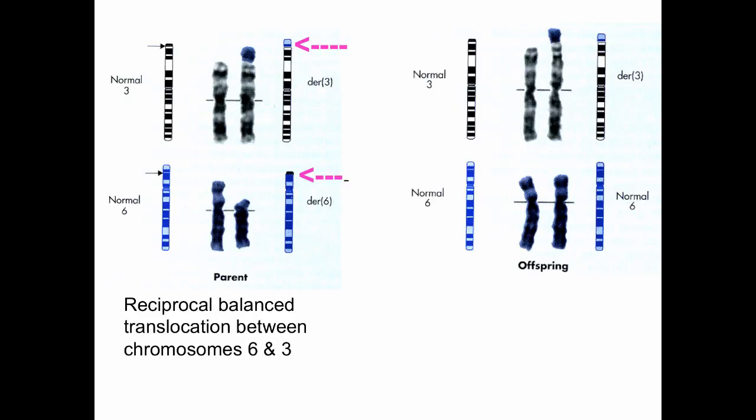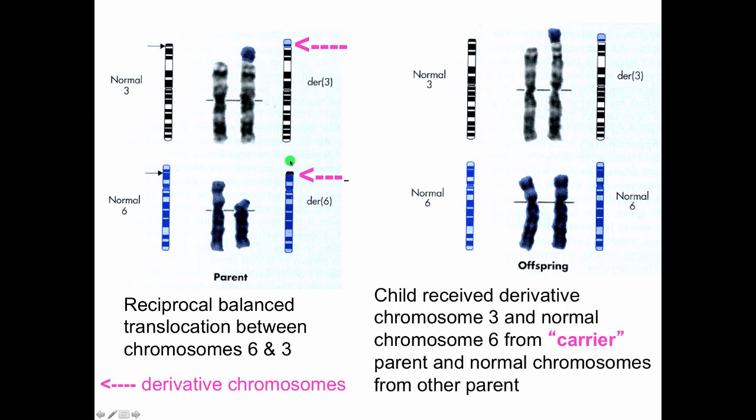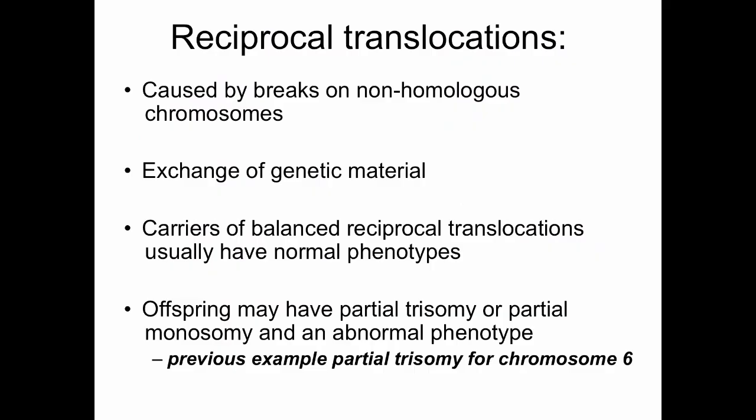Here's an example that shows a reciprocal balanced translocation between chromosome 6 and chromosome 3. So these are derivative chromosomes. Here's a derivative chromosome 3 with a little bit of chromosome 6 on it, and a derivative chromosome 6 with a little bit of chromosome 3 on it. The offspring here, this child receives a derivative chromosome 3 and a normal chromosome 6 from the carrier parent, and normal chromosomes from the other parent. And we'll come back to this.